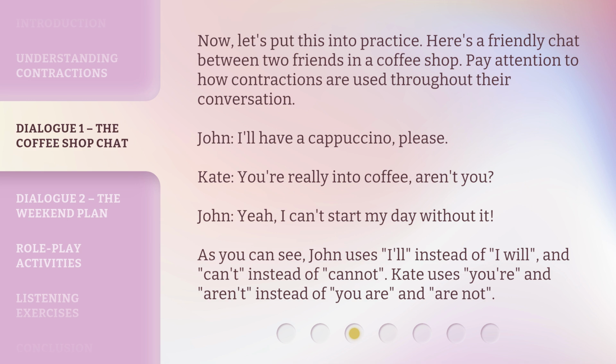As you can see, John uses I'll instead of I will, and can't instead of cannot. Kate uses you're and aren't instead of you are and are not.